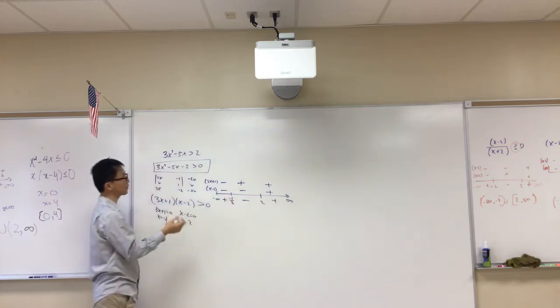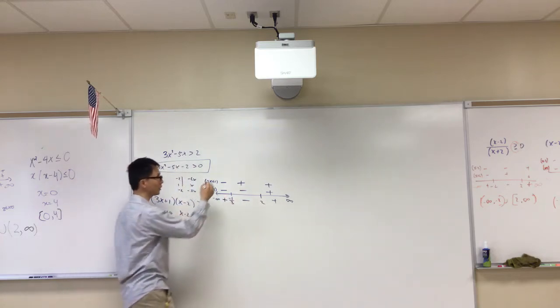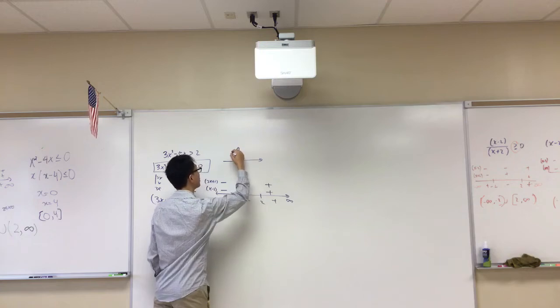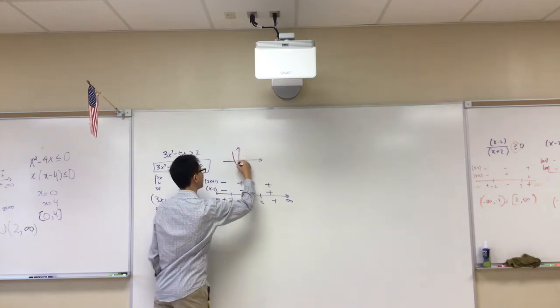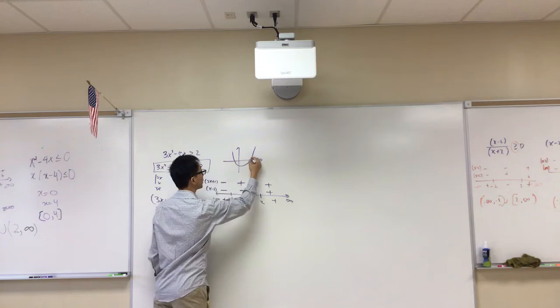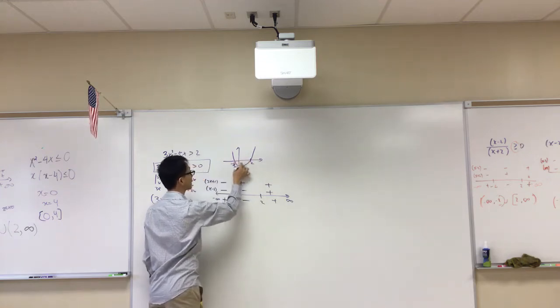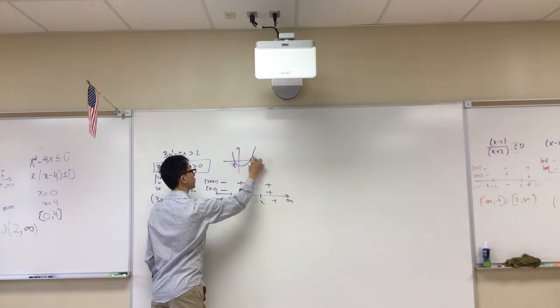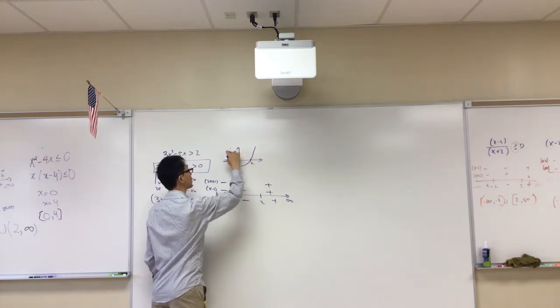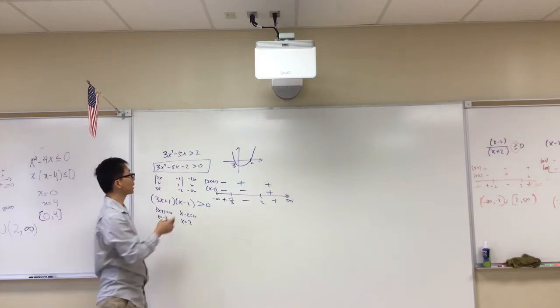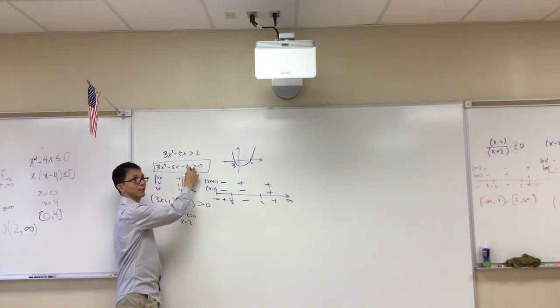If I were to graph this function, I'll just show you what happened. It's gonna be 2 here, and here's negative 1 over 3. Here's gonna be a negative region, which is below the x-axis, and this is above. So if you graph, you can tell from the graphing also. But they say they wanna look for greater than 0.